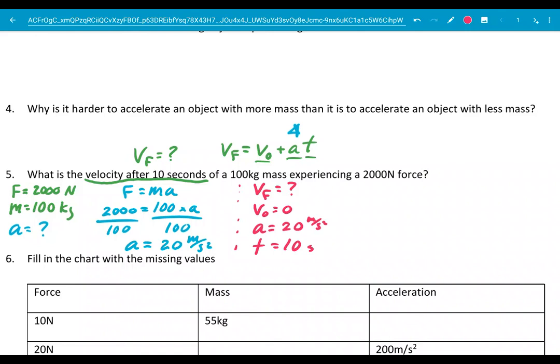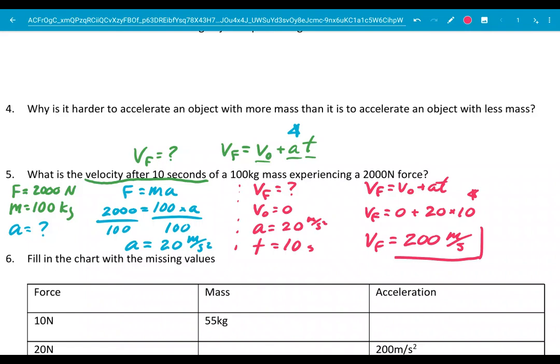Okay, next step will be write down our formula, VF equals VO plus AT. Always write it down so that then you can write below it what you know. VF equals 0 plus 20 times 10. And I always start from the right side over here. And so I would go 10 times 20 is 200. 200 plus 0 is 200. And that will give me a final velocity of 200 meters per second. Put a box around it. Give yourself a high five.